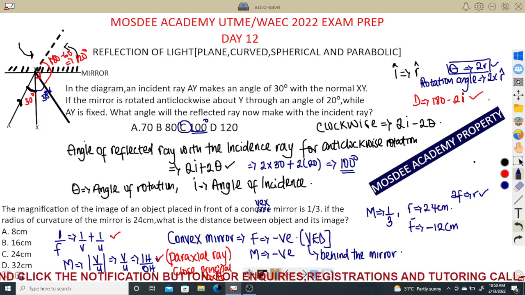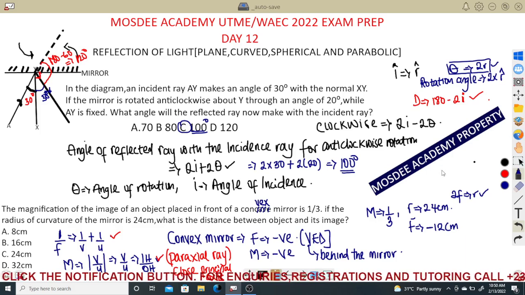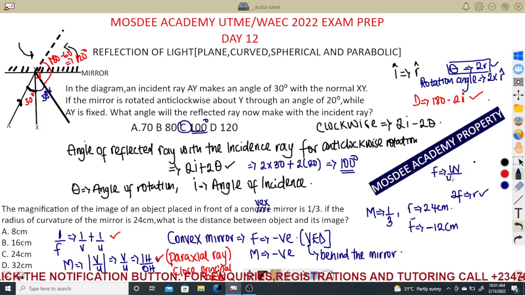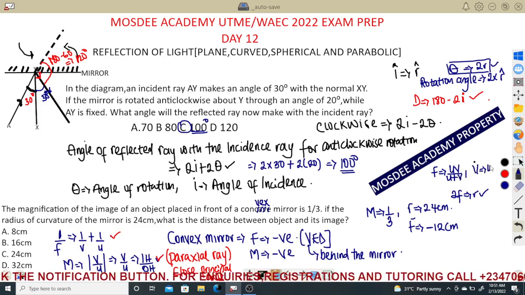So generalizing the formula, guys, we can say 1 over f equals 1 over v plus 1 over u. You can generalize the formula in different ways. One of the ways is to make f the subject of the formula. If the question asks you to find f, you can always keep it at the back of your mind: f equals uv over u plus v. I hope you are there. You can also generalize v as equals uf over u minus f.